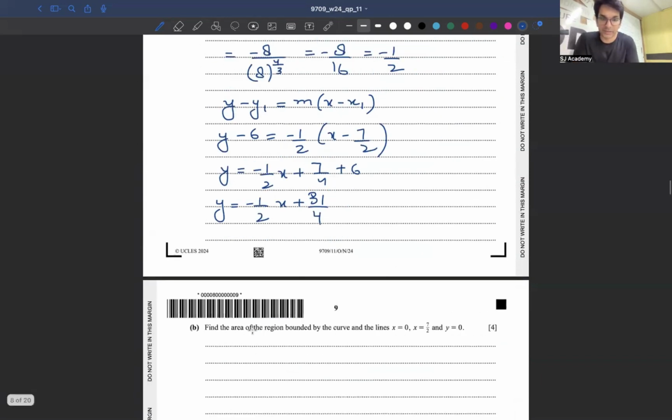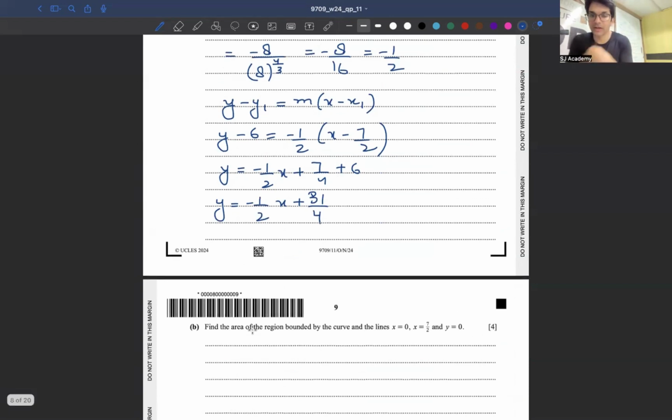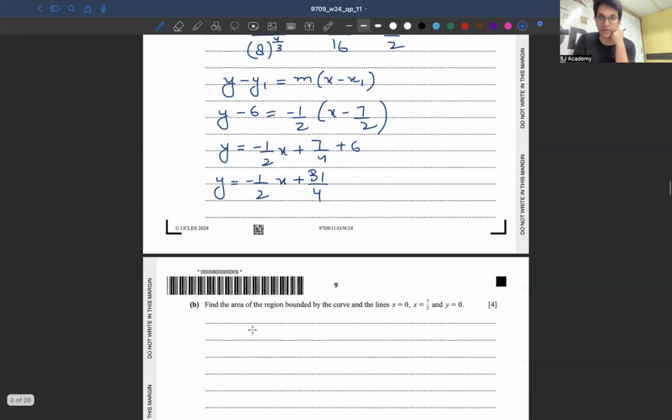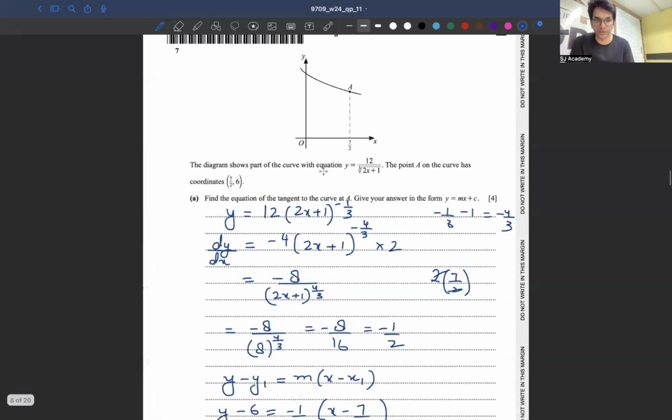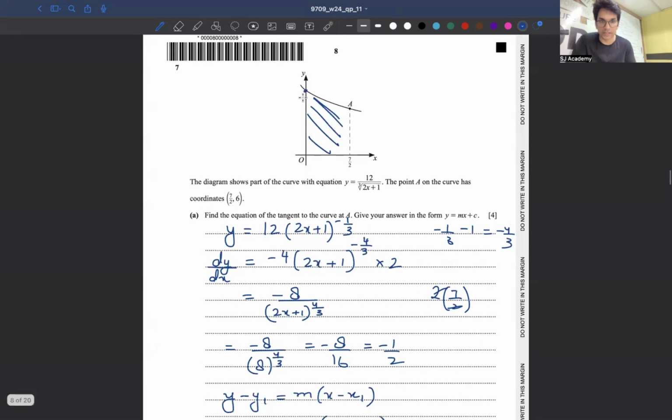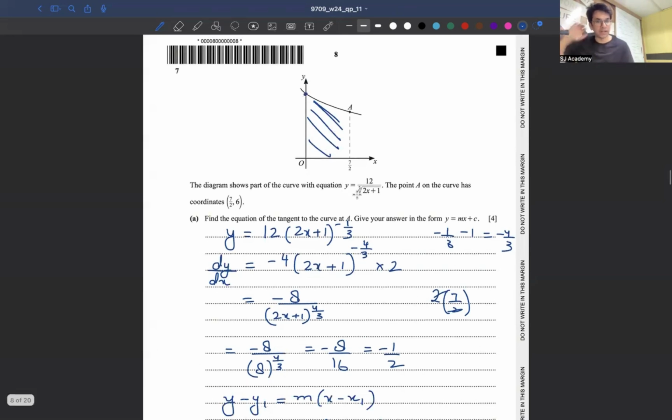In part B, it says find the area of the region bounded by the curve and the lines x equals 0, 7 upon 2, and y equals 0. So we have to find this area. We can integrate this expression and then put in the limits 7 by 2 and 0, or we can also take this y value, 6, but in that case we'll have to make x the subject. So we can just simply use this expression and integrate it.